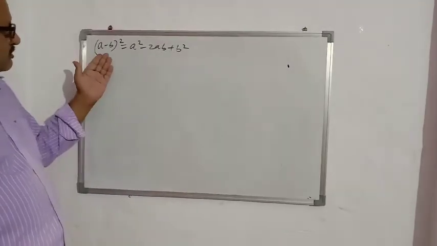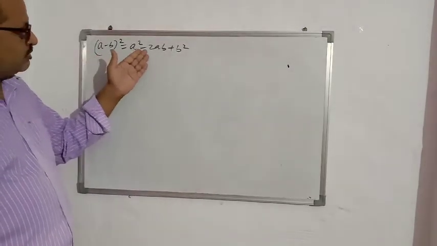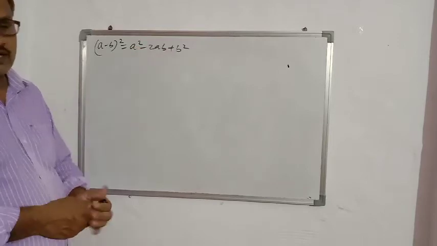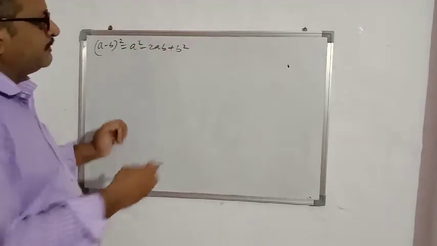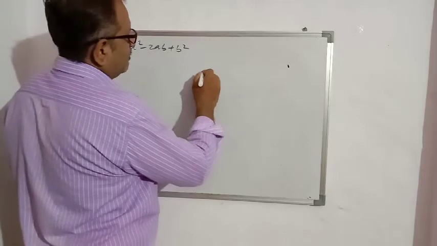Now see the last one, (a minus b) whole square is equal to a square minus 2ab plus b square. How can we prove it geometrically? So again we will take a line segment.